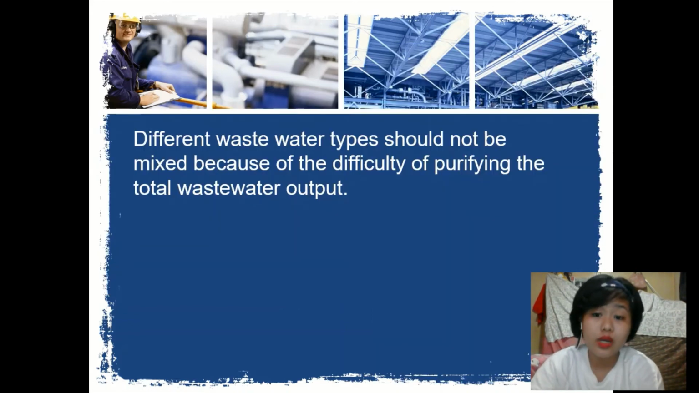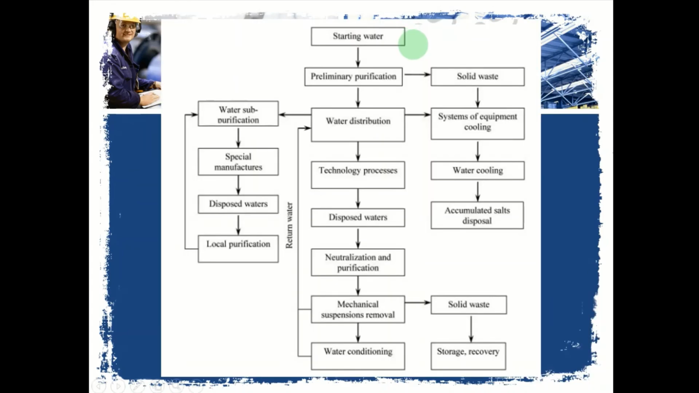Now, different wastewater types should not be mixed because of the difficulty of purifying the total wastewater output. Instead, each industry should purify and condition its industrial wastewater to levels that are satisfactory for further utilization in a particular technological process. So here's the basic scheme of water supply for industry.